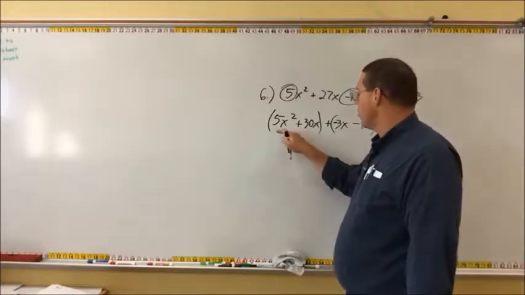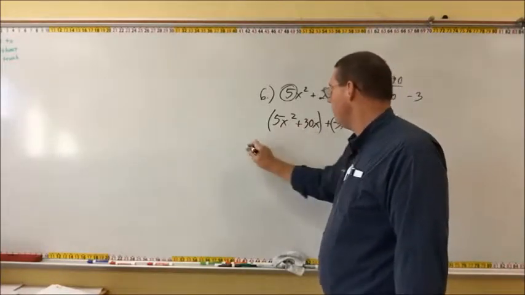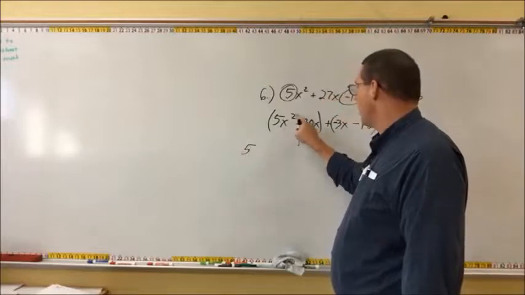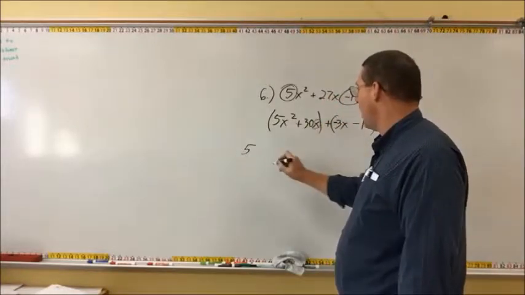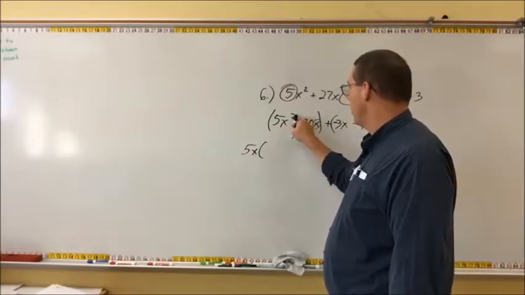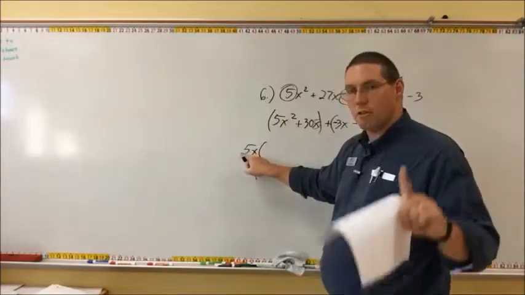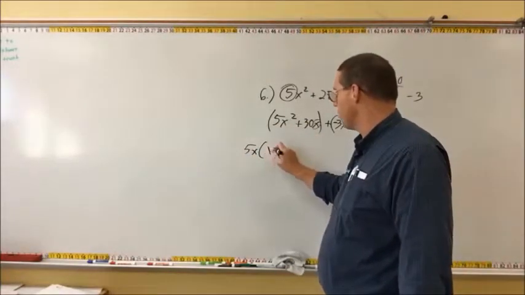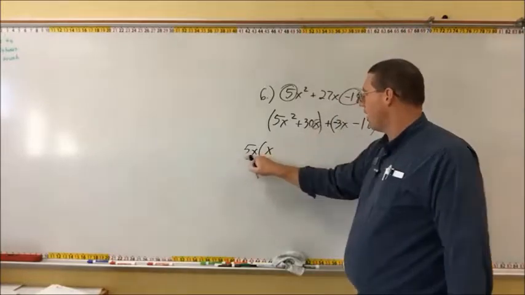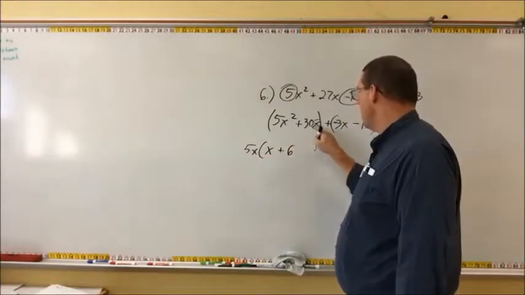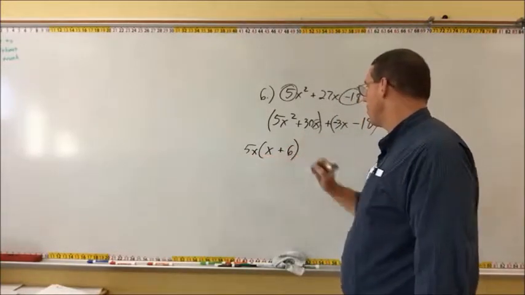So here, is there a number that goes into 5 and 30? Yep, 5 goes into 5 and 30. I've got an x squared and an x, so I can take an x out. 5x squared divided by 5x: 5 divided by 5 is 1, x squared divided by x is just x. 30 divided by 5 is positive 6, and the x's cancel. So I got x plus 6.